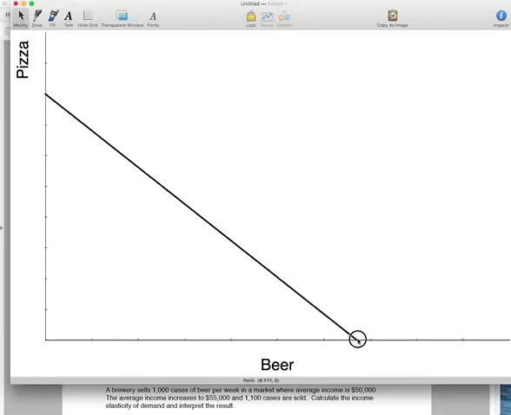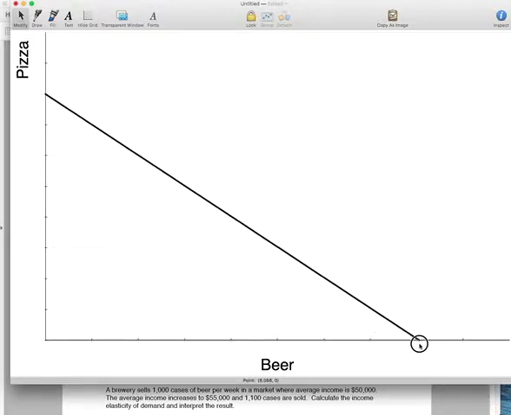And let me draw this, let's say, right there. So this is our PPF. And this one exhibits constant opportunity cost as it is a straight line. The reason being is that, for example, let's say we start at this point here where we're producing all pizza and no beer. If I decide I want to move to this point there, I end up giving up 1 unit of pizza in order to gain 1 unit of beer.